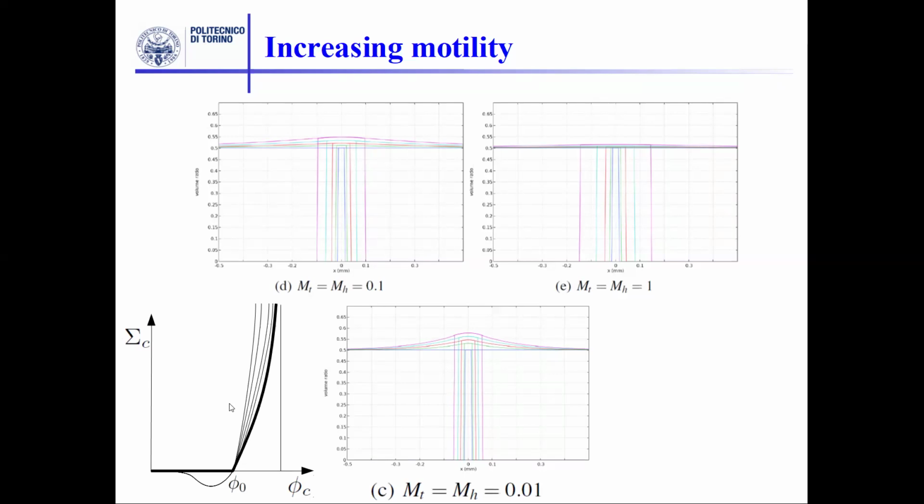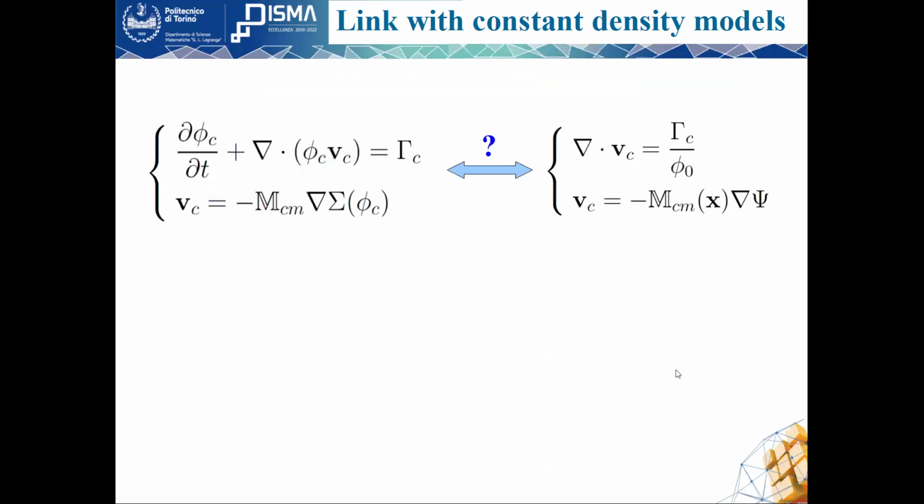This is achieved here, for instance, by either changing the motility term or changing the slope of the function sigma. As you go from the thicker line to the thinner line, you increase the slope. Okay, good. And so the question is, what is the relationship between these models that I was describing, in which you have the velocity in terms of the stress, and the one in which the velocity is just related to the gradient of a potential?